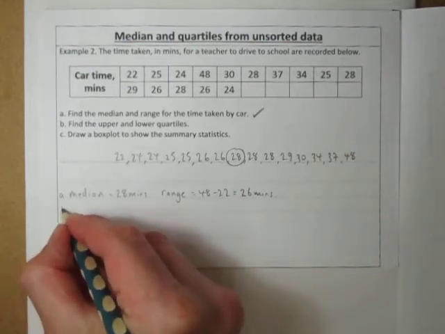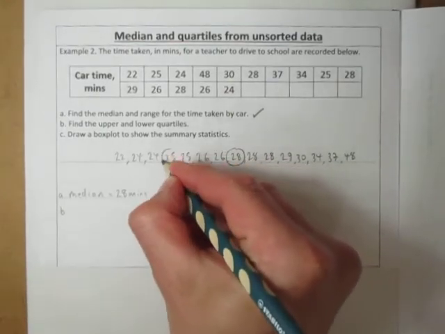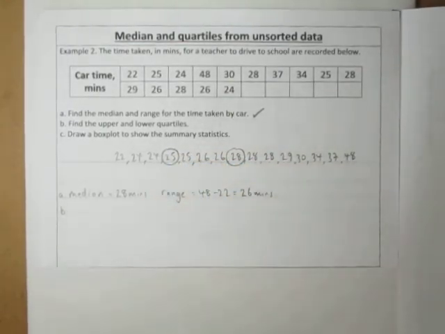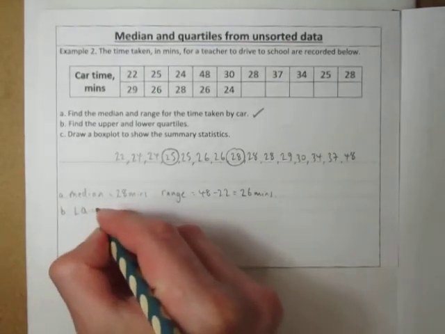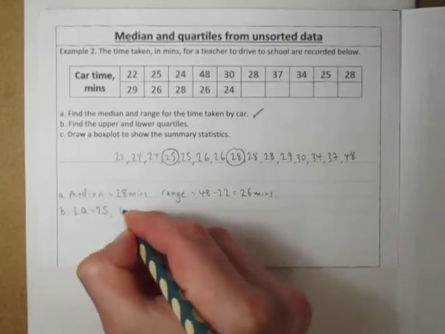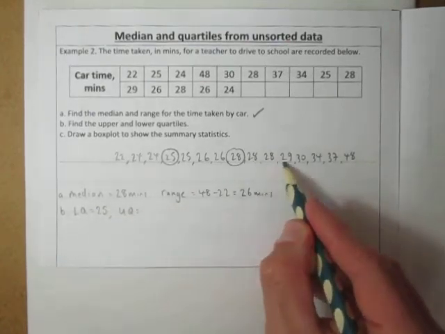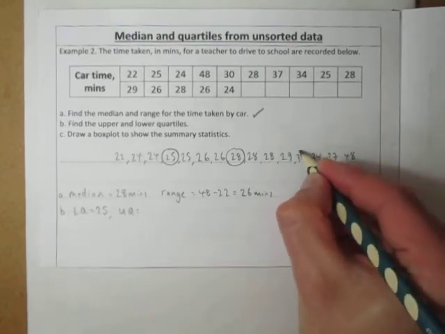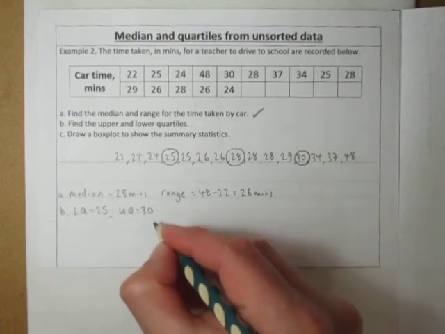Okay, so for B then, the upper and lower quartiles. Well, remember, the lower quartile is the middle of the bottom half of the data. So that tells me that the lower quartile is going to be 25. And the upper quartile is going to be the middle of the top half of the data, which tells me that 30 is going to be the upper quartile.